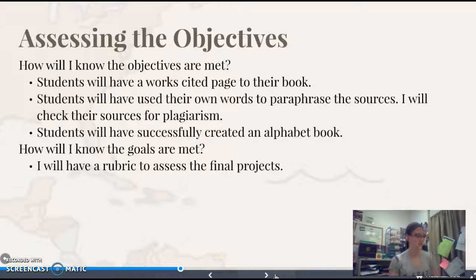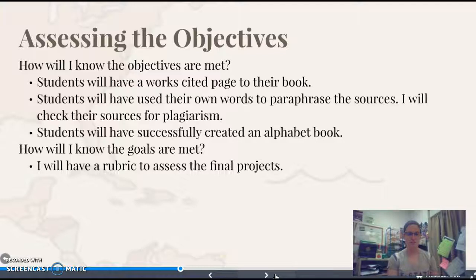And then they have successfully created the books. I have a copy here. We bound them, we put covers on them. It also has the rubric in it, as well as their works cited page. The students are super excited to get to take these home with them and be able to share them with their families.